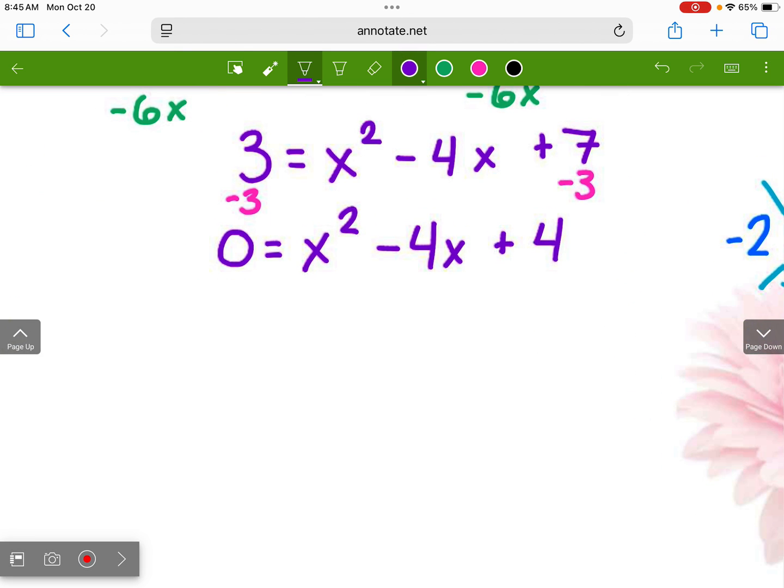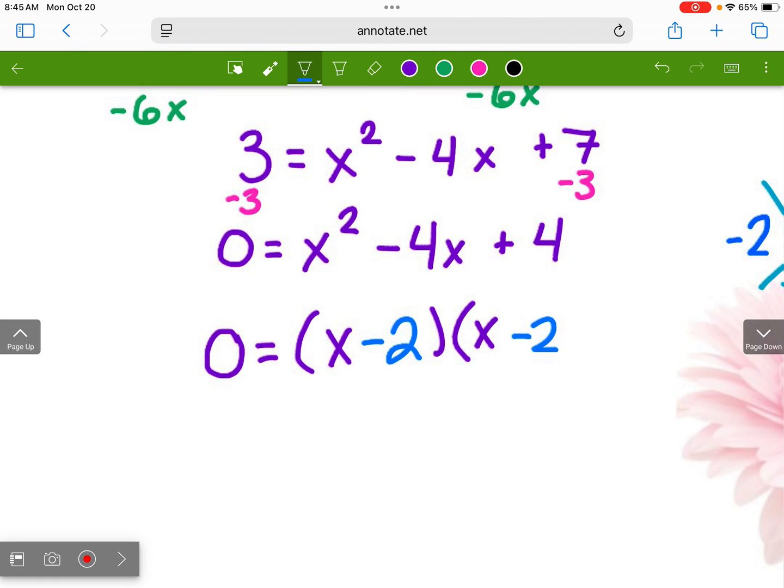Either way. You can put it through the X box, you can put it through split the middle, you can put it through any kind of factoring that you'd want to, or we can take our shortcut, since my a value is 1, where I know it's going to be x with that minus 2, and x with the other minus 2. You could also write that as your x minus 2 squared. Totally valid.